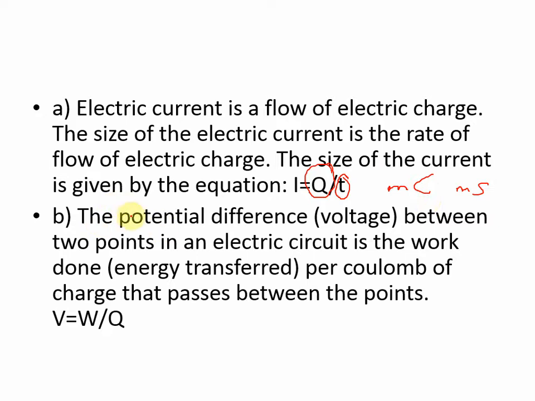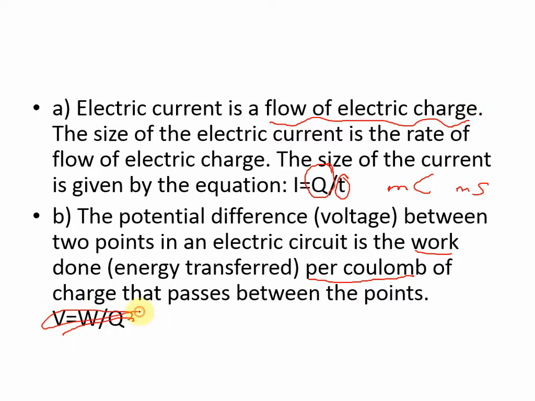Right, the potential difference between 2 points, also known as voltage, in an electrical circuit is the work done per coulomb, so work done per unit charge essentially. So that's the key thing there. Voltage, or potential difference, is the work done per coulomb, and current is the flow of electric charge.